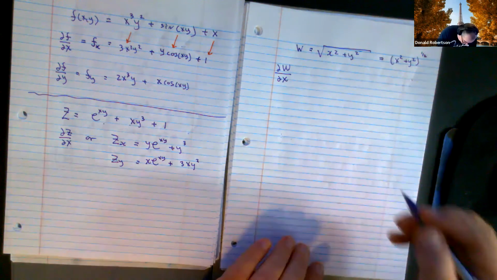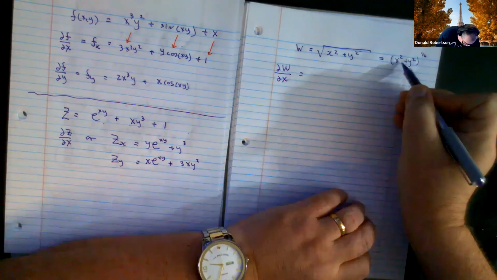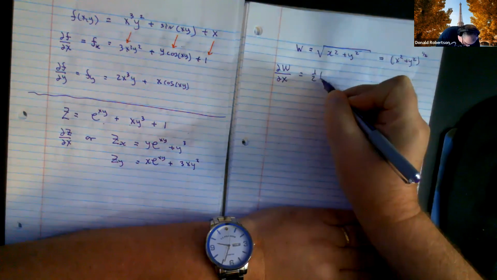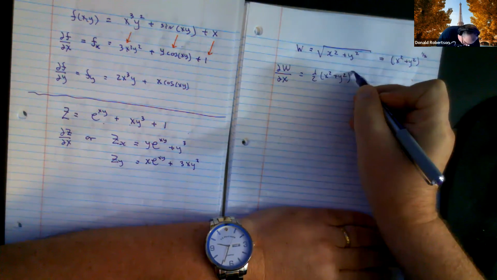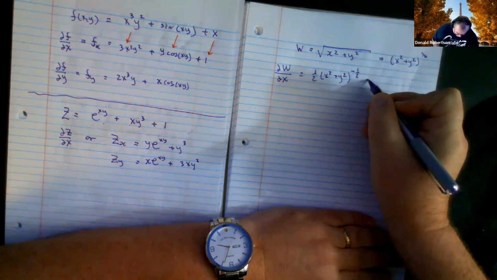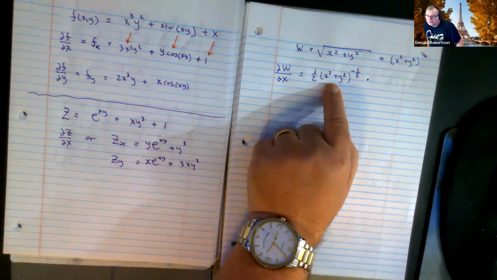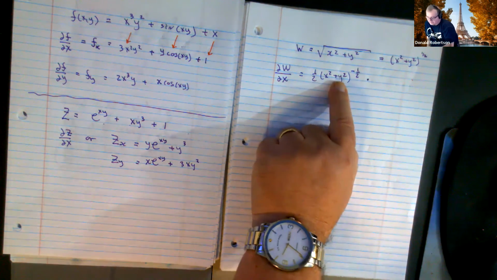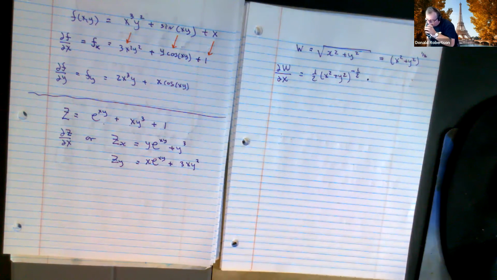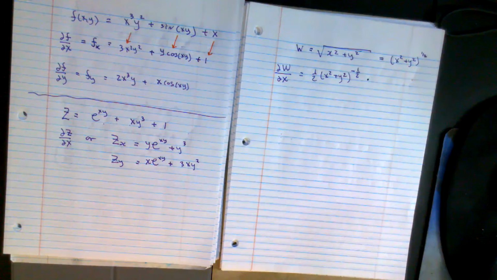So let's see what you get. You multiply by the power, and you reduce the power by 1. And then don't you finish with the derivative of what's inside the brackets? What is the derivative of x squared plus y squared? Two x. Okay.